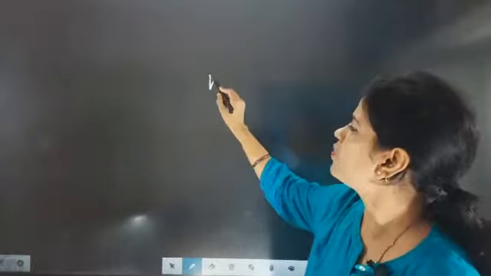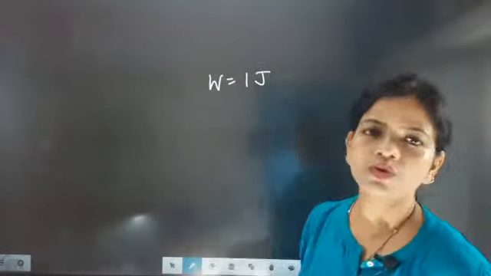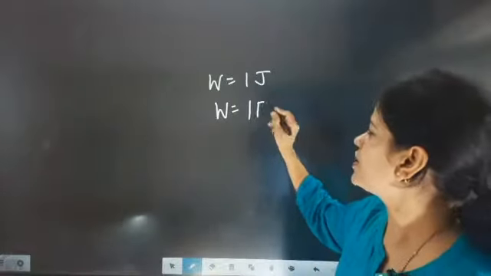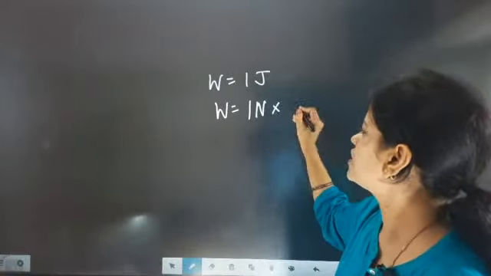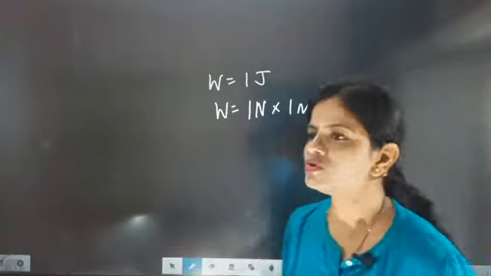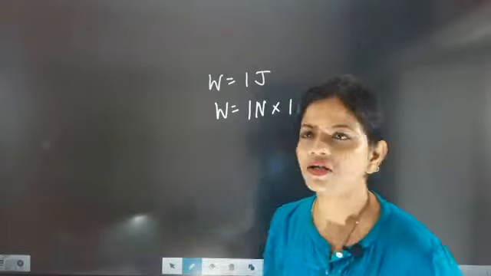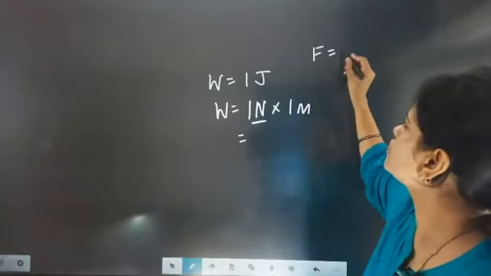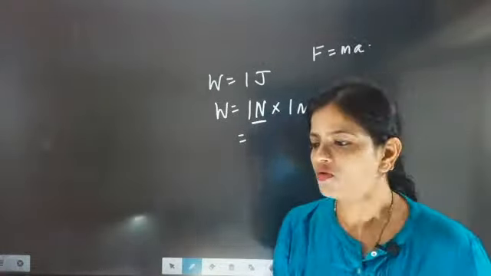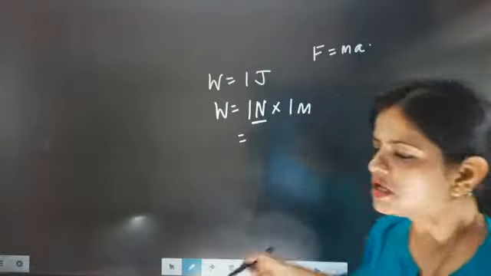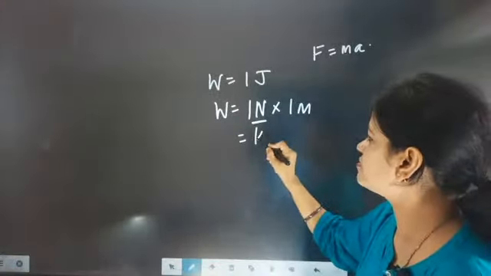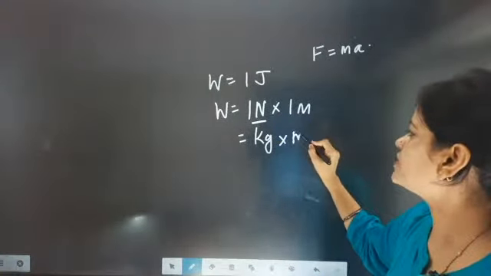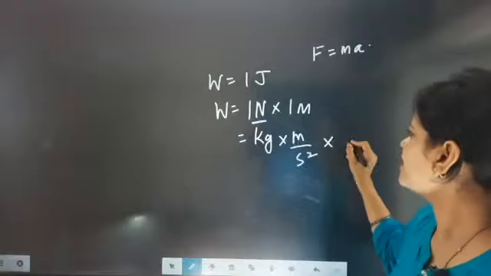Exactly, work done will be 1 joule. You know that work done is equal to force into displacement. So 1 Newton force into 1 meter. So 1 joule is 1 Newton into 1 meter. Now, Newton means what? You know that force is equal to mass into acceleration. Mass can be taken as kg, and the acceleration unit will become meter per second square. And here meter is there.